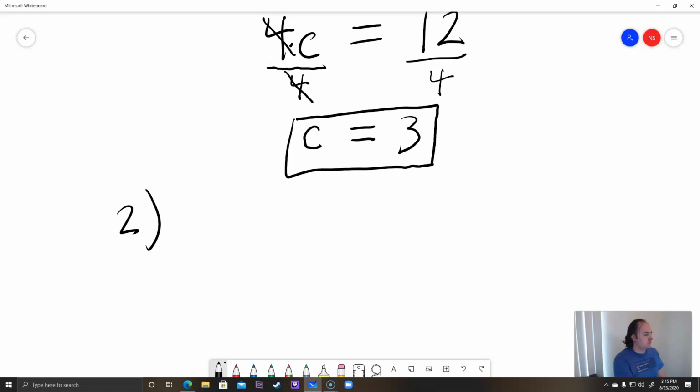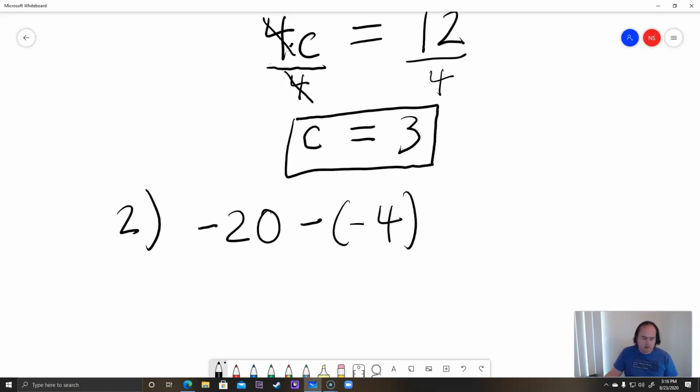Example number 2. So example number 2 has a couple of new tricks in there that you may or may not know how to do. So it's going to be negative 20 minus negative 4 equals x divided by 10. Okay, so negative 20 minus negative 4 equals x divided by 10.